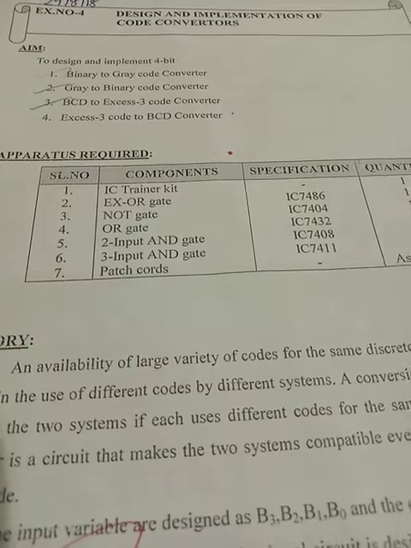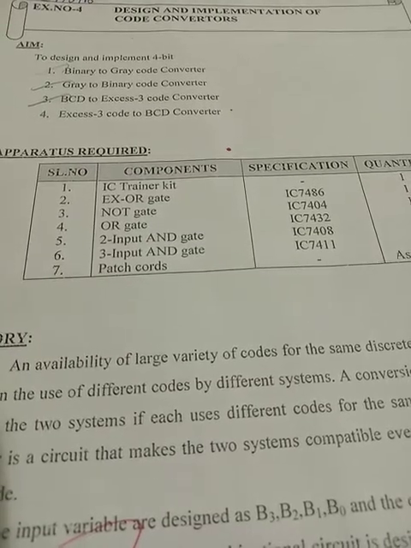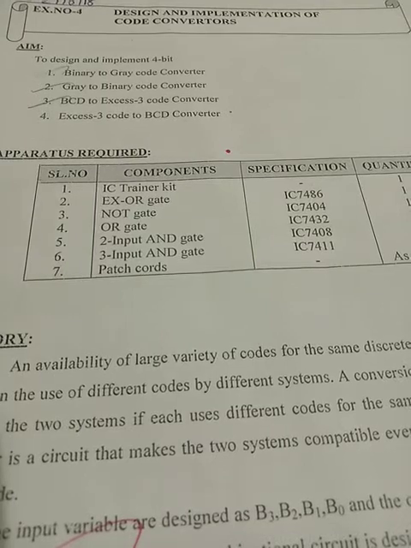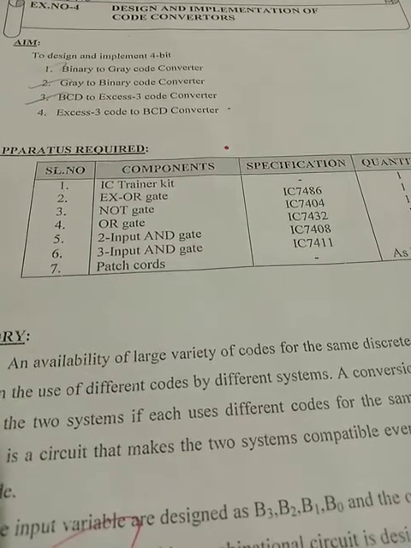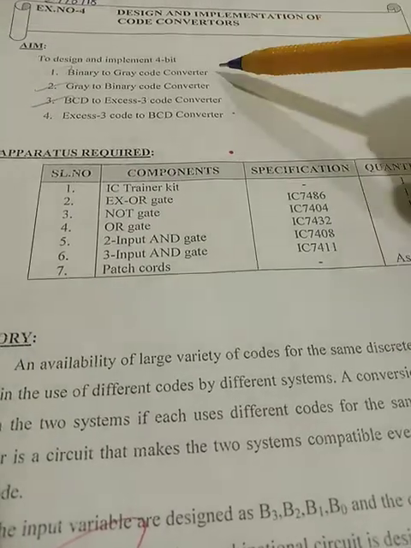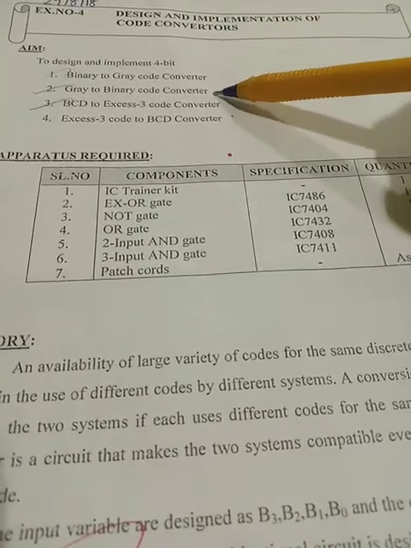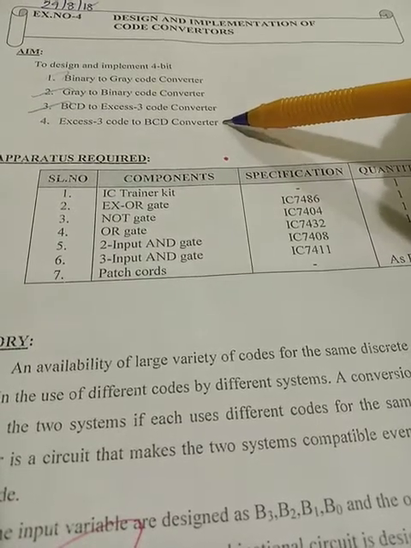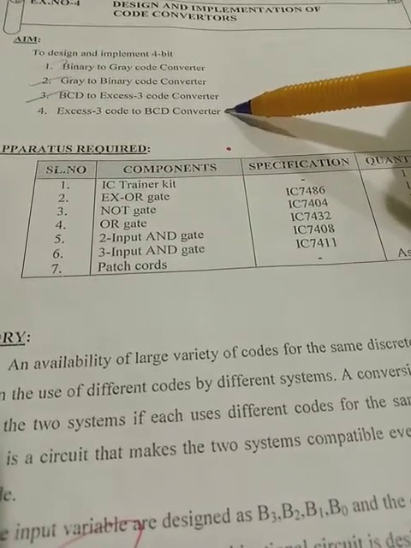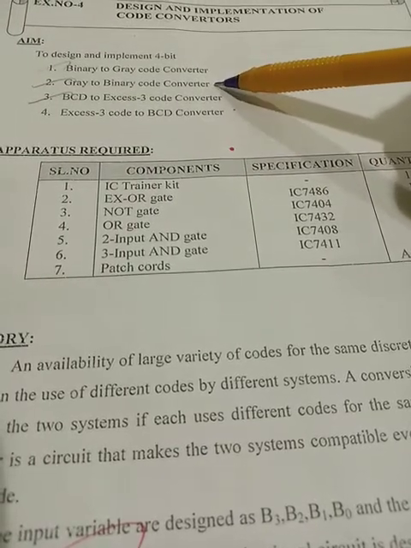Good morning, guys. Today we are going to discuss the design and implementation of code converters. In that, four converters will be there. One is the binary to gray code converter, gray to binary code converter, BCD to XS3 converter, and XS3 to BCD converter, right? In that we already discussed the gray to binary code converter.